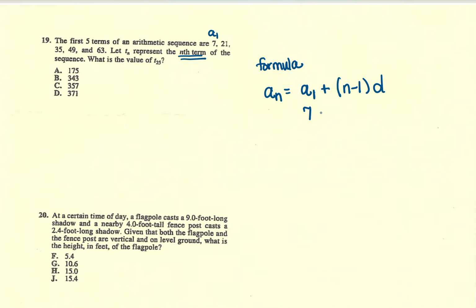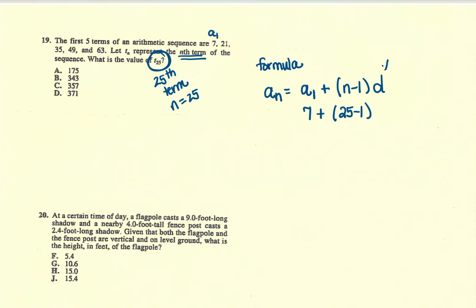So 7 is right there. Plus n. n is the number of the term you want to find. You want the 25th term, so n is 25. So put a 25 right there.